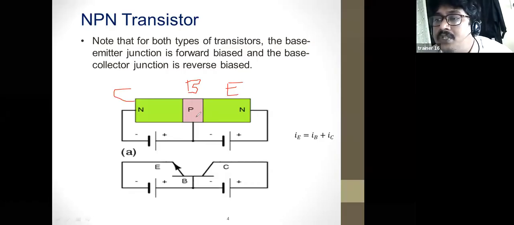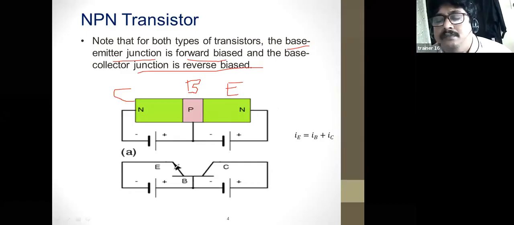In the PN junction diode, if it is a PN or NP, the terminals change to positive or negative, so it acts as forward bias or reverse bias. But here in this, a forward bias is there. This is a forward bias, and this is a reverse. See here, the base emitter junction is a forward bias, and the base collector junction is a reverse bias.